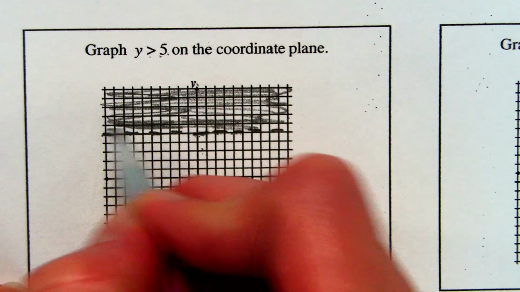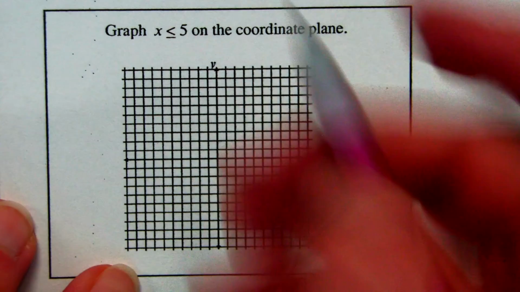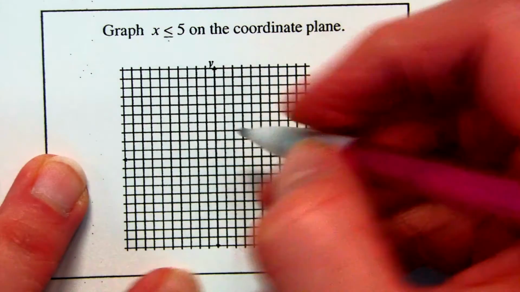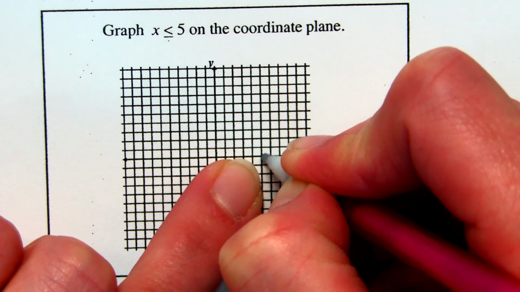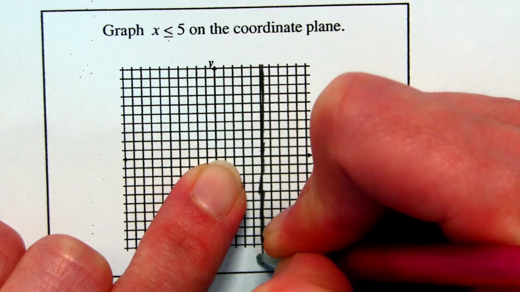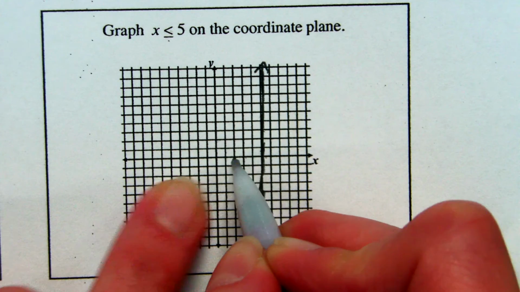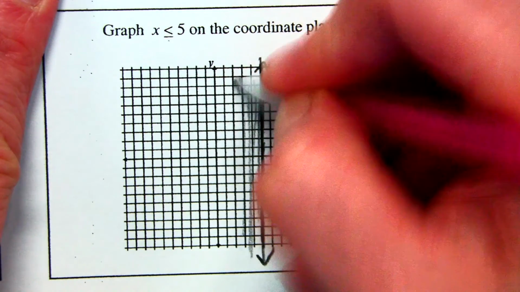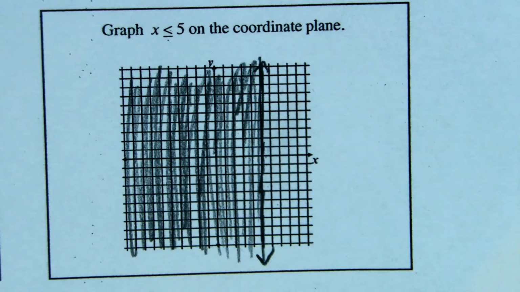Okay, and then one more and we are done. So on this one, we have x is less than or equal to 5, so I'm going to go to 5 on the x-axis and put in a vertical line. It's a solid line because we have the equal to bar. And then the numbers that are less than 5 are to the left, 4, 3, 2, 1, etc. So we're going to shade the left-hand side. And that concludes this lesson.